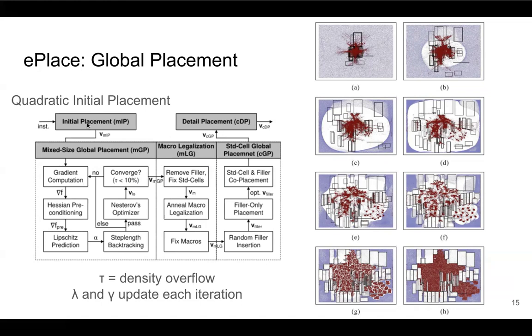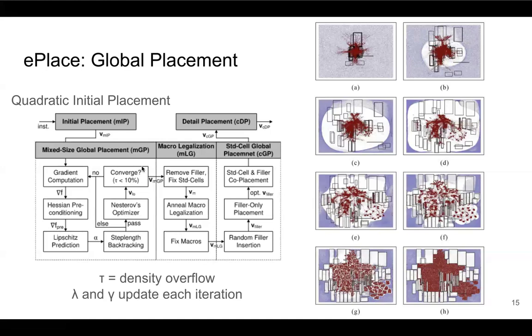Okay, and so we have a quadratic initial placement. We just need an initial solution for the gradient to start. And we start with gradient computation. We do a Hessian preconditioning to that gradient, Lipschitz prediction, which I just showed you, and then they do step length backtracking. And then this else statement, I believe, is what I was talking about with that while loop before, but let's just ignore it. We do the Nesterov optimization. Is our density overflow greater than 10%? If not, continue. Eventually you'll stop.